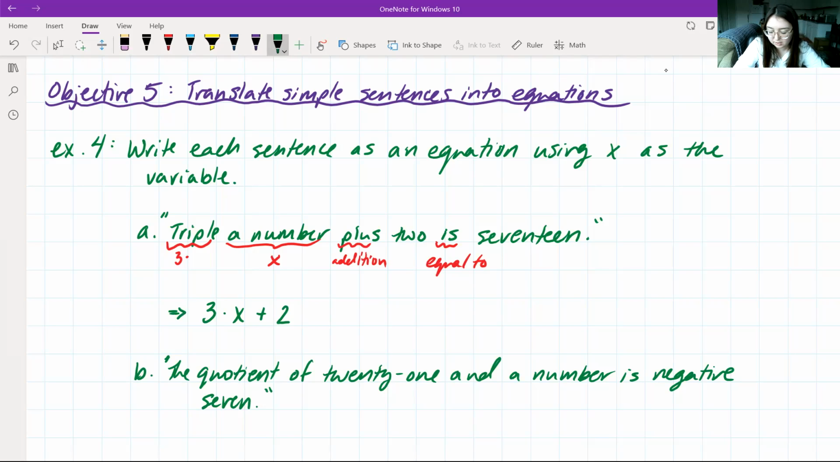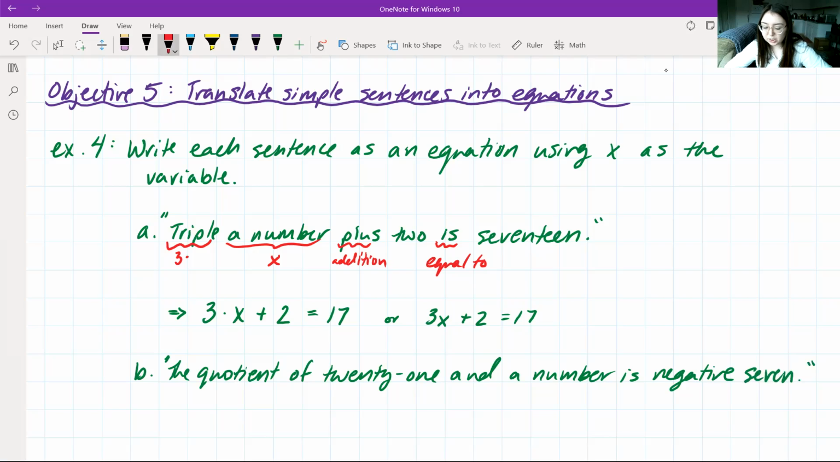Let's write that as a little arrow. And this is equal to 17. And this would be our expression. We can also just write it as 3x plus 2 is equal to 17. We don't have to have that multiplication symbol. But all right, let's do our last example here. So let's move this last word up so we have room.